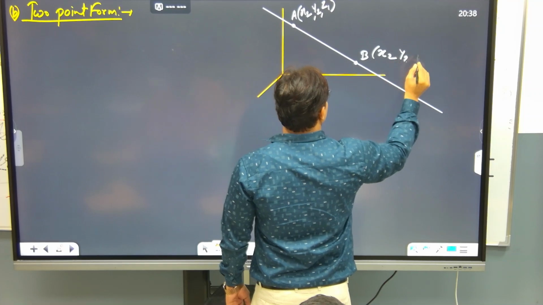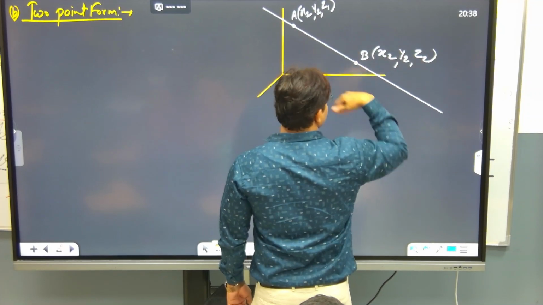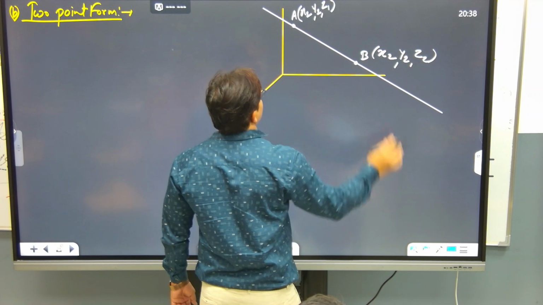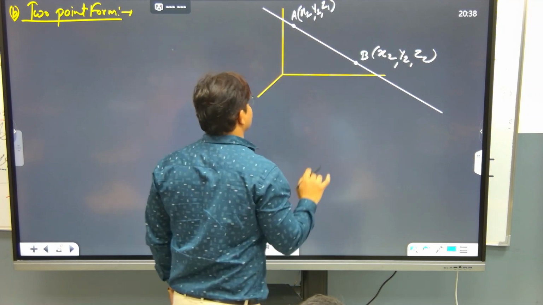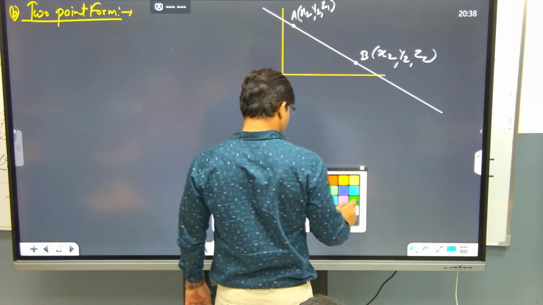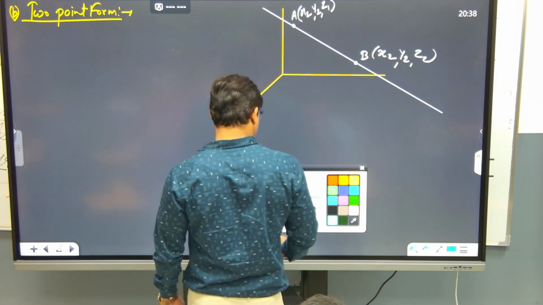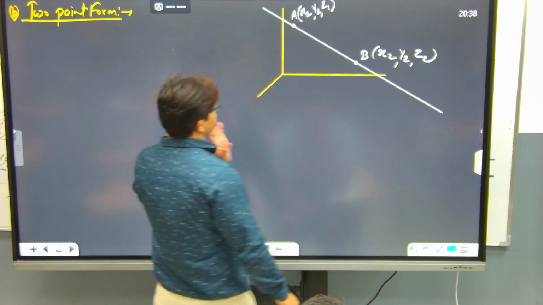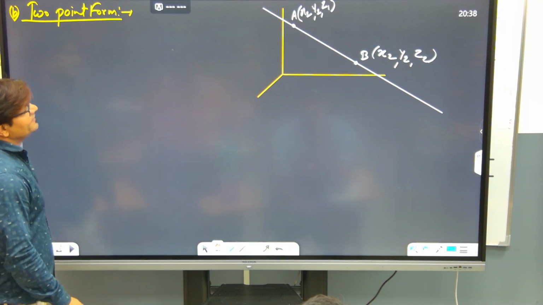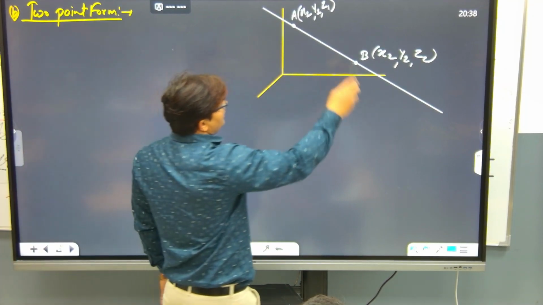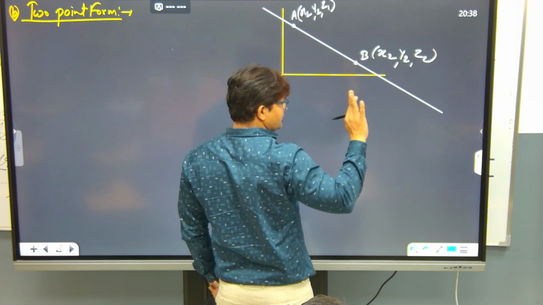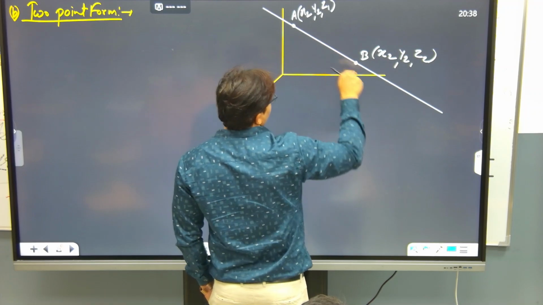x2, y2, z2. We can take any point in space, but we are taking it here. Okay, x, y, z: this is our x-axis, y-axis. So now this case is given, so directly we can find it by using the first case, the same question based on this.